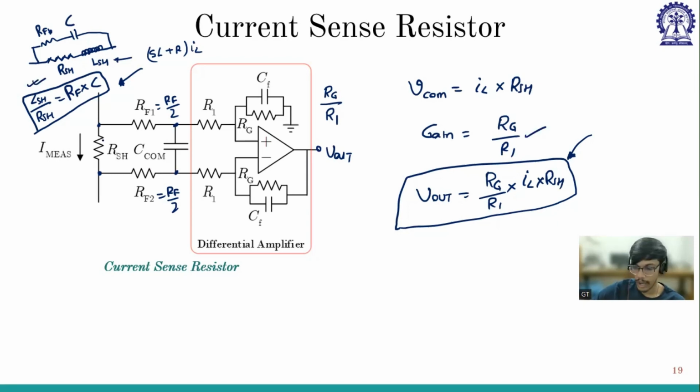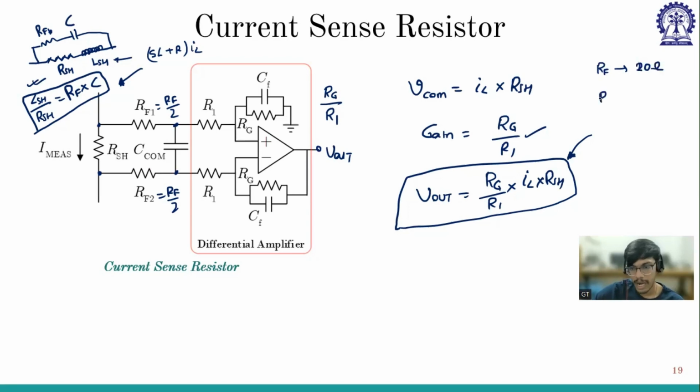Now you have asked me why this will be RSH into I measurement. So when you calculate RF, it will be in terms of tens of ohms, say 10 ohm, or let us say 20 ohm or 30 ohm, something like that.